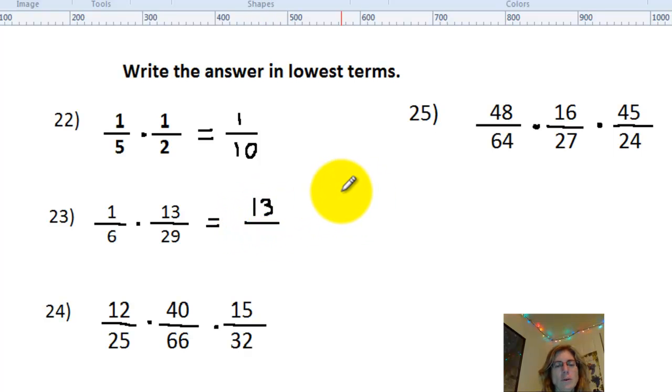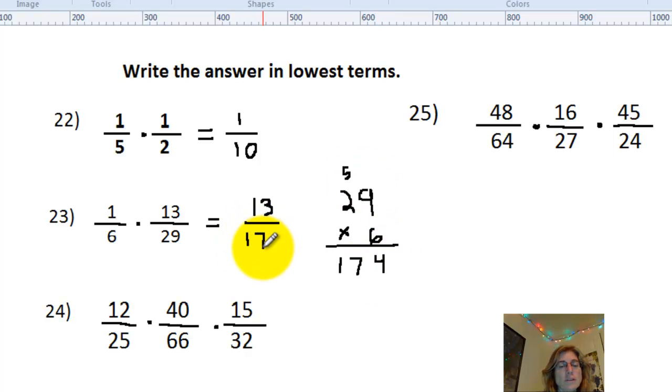Well, you don't know 29 times 6 off the top of your head, so you just kind of have to do it on the side here. And this is what you'll have to do on the test because there are no calculators. Wow, that's a big number, 13 over 174. Now to see if that's reduced, we have a prime number here. If 13 does not go into 174 evenly, then this is already reduced.